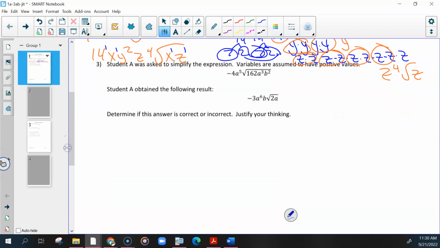Number 3. Was this answer correct? Anyone figure that one out? Was that answer correct? No. No. They were close. So if we were to do this, I'm going to do perfect square method for this one since we did factor tree for the other one. Think about your perfect squares. Try to think about this without using your calculator.